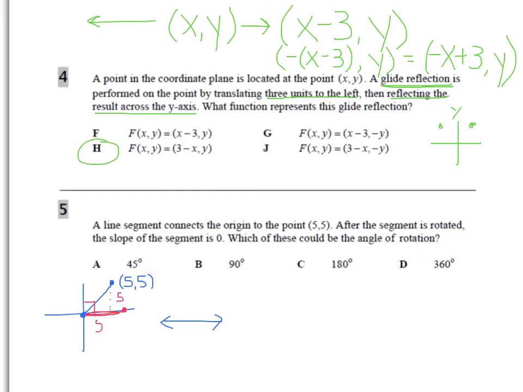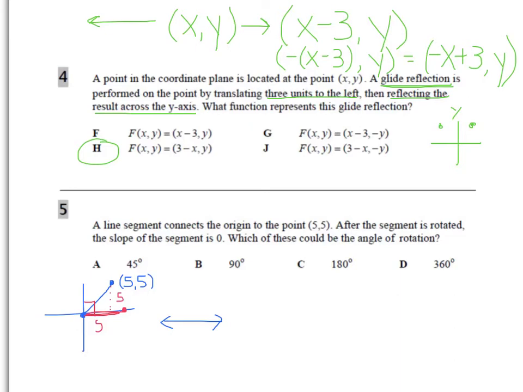And hopefully, unless I'm jumping ahead and this is something you haven't learned yet, which very easily could be, because it's 5 and 5, this is a 45, 45, 90 degree triangle. If I've totally confused you, don't worry. What I'm going to say is this.